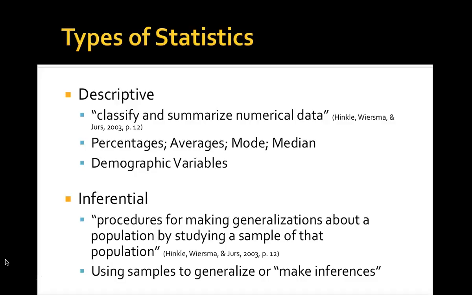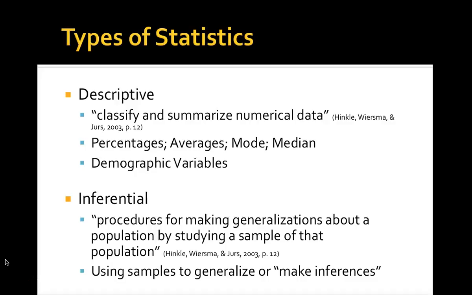It tells us something about the actual population that we were surveying, or we might say that the average GPA of undergraduates at a specific institution is 3.12, right? This is an average. It tells us something about a population. It's descriptive.